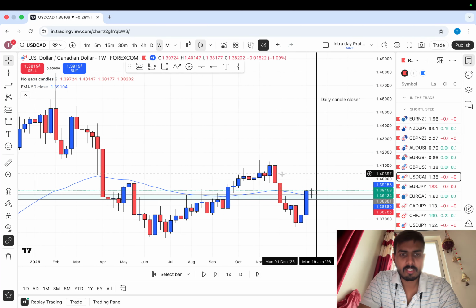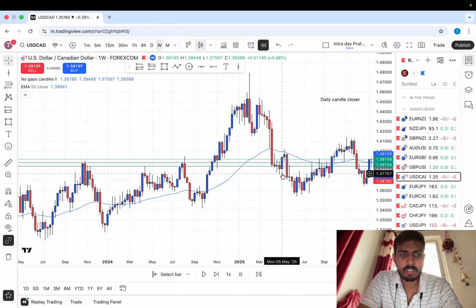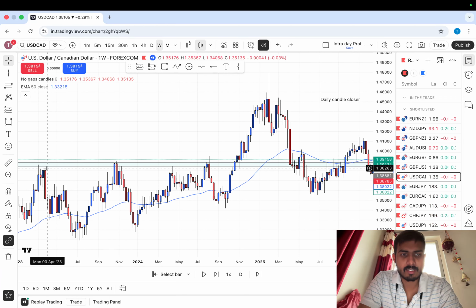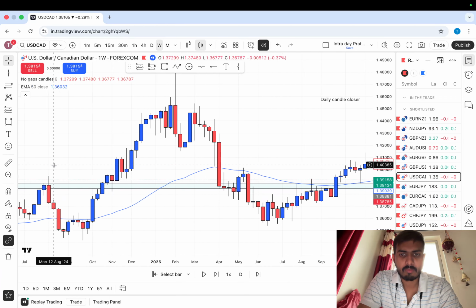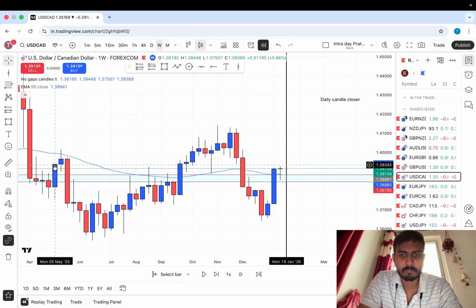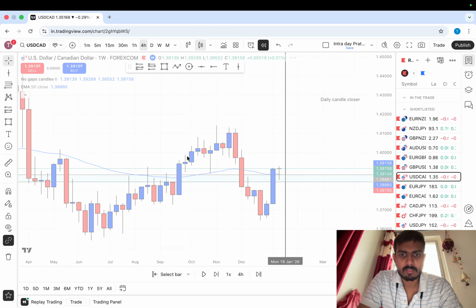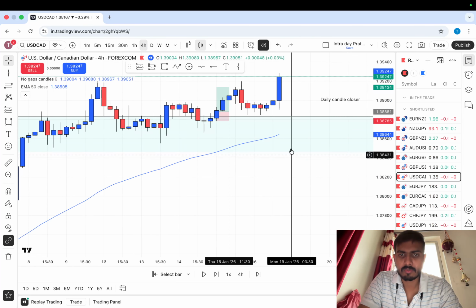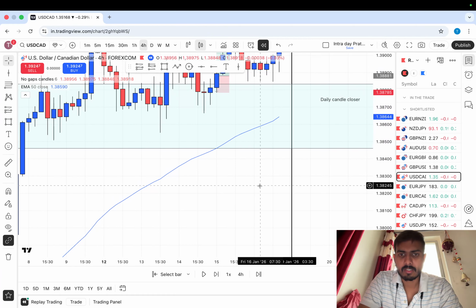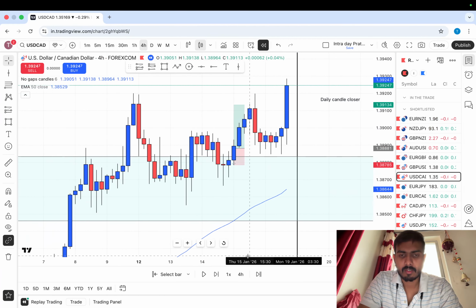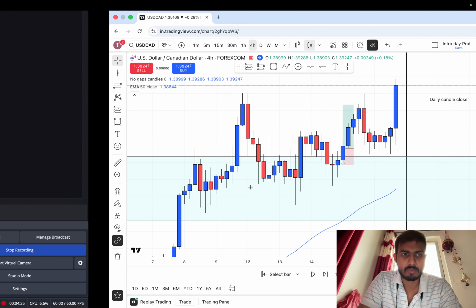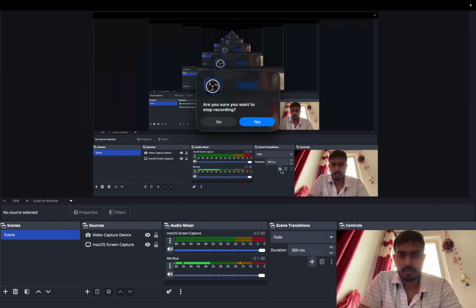Can we tweak the area of interest? Absolutely not, because this is the area of interest on the weekly. We must respect the weekly time frame. So yeah, this is the trade. This is the reason for taking the trade, and we made profit in this trade. Technically, this was a beautiful trade. I'm closing this.